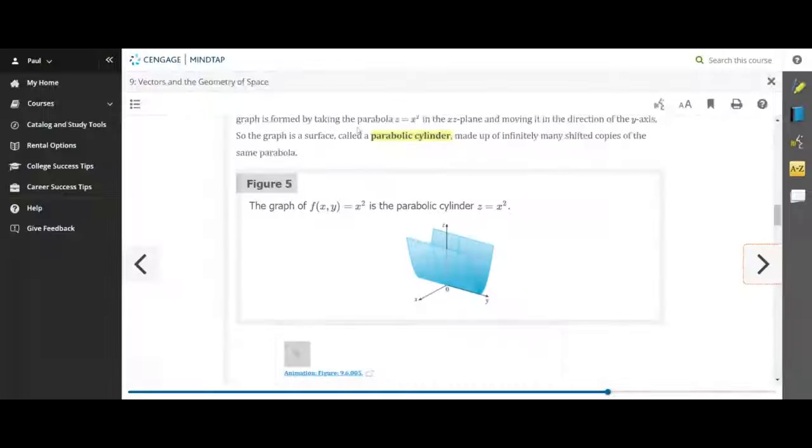Now in the book, if I go back to example 5, that's what's going to get traced out. You see that? Take the parabola z equals x squared, that's a parabola in the xz plane, and move it along the y-axis, and you're going to trace a parabolic cylinder out.